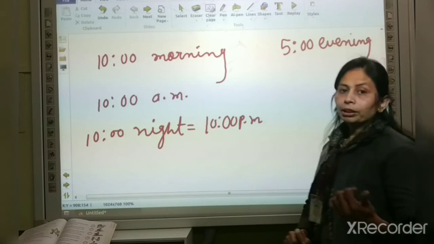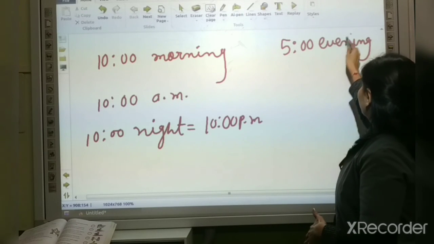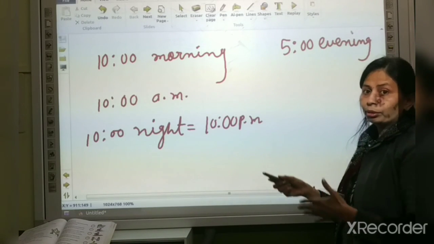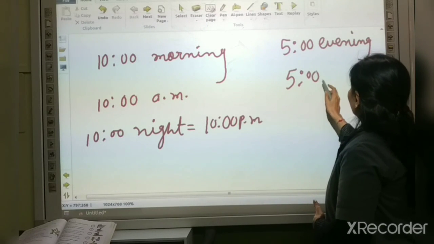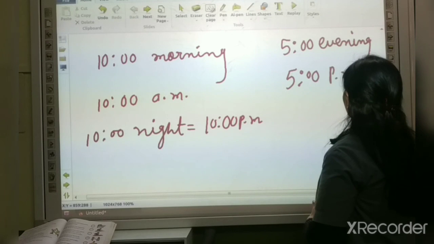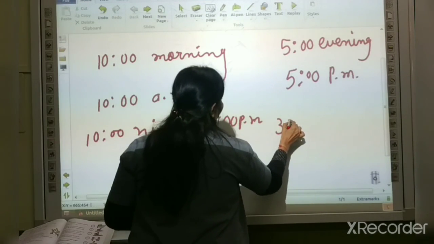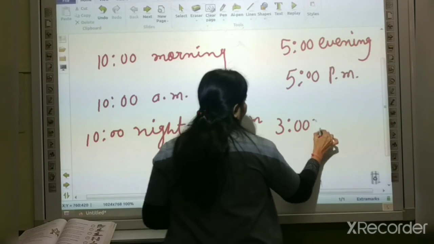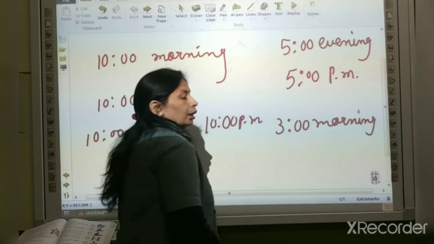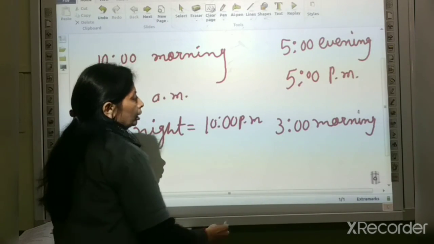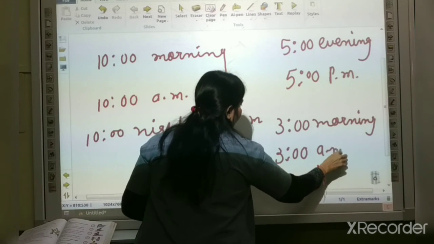So it means the time after 12 noon, right? It means the time after 12 o'clock in the afternoon means evening time, right? For evening time, here we write 5 o'clock p.m. Right? Now suppose here is 3 o'clock morning. So you know very well, the time after 12 midnight is am, right? So here we write 3 o'clock a.m.